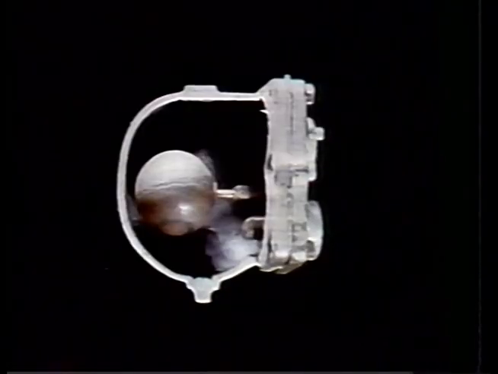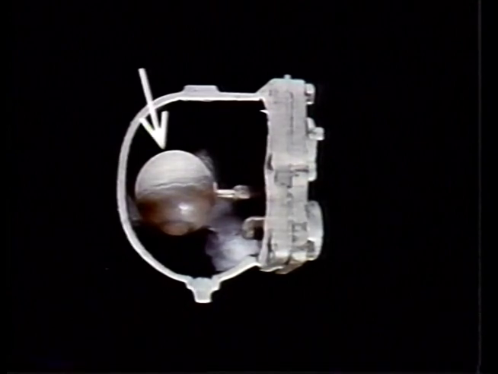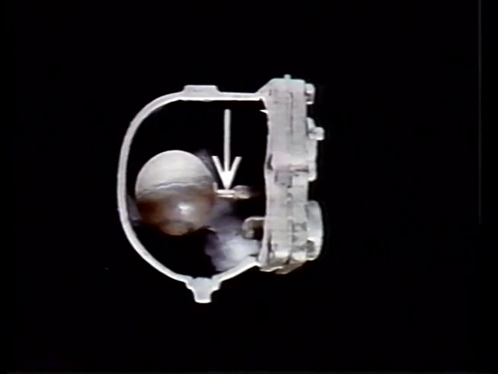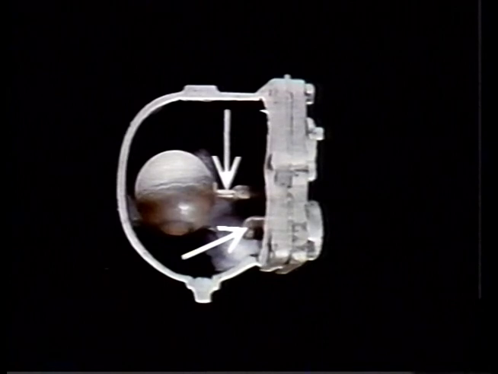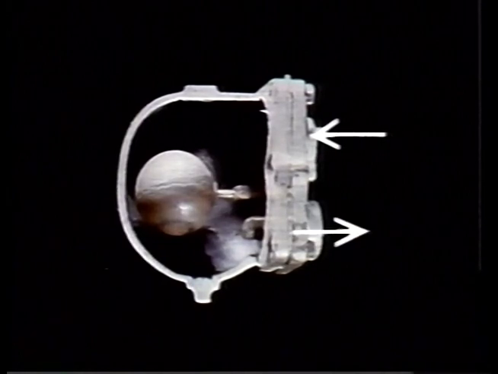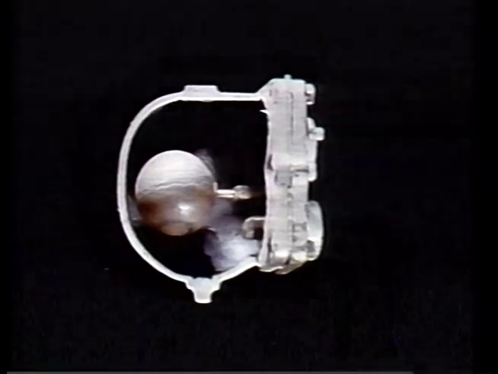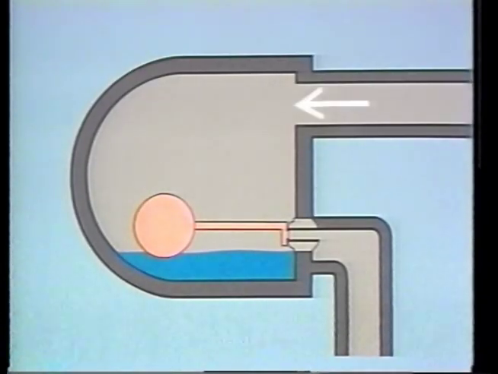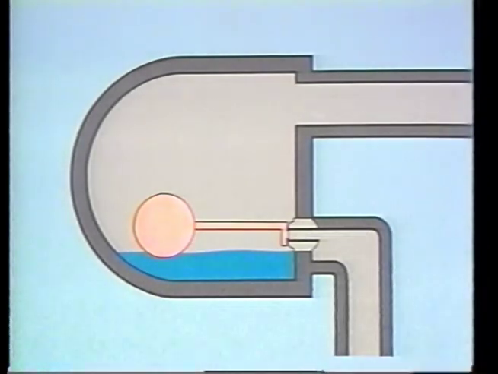A typical float trap looks like this. In this cutaway, you can see the trap internals. The float, for which the trap is named, is here. A rod connects the float to the trap valve located here. Condensate and steam enter the trap here at the inlet. Condensate is discharged here at the trap outlet. In this drawing, you can see the inlet and outlet a little more easily.